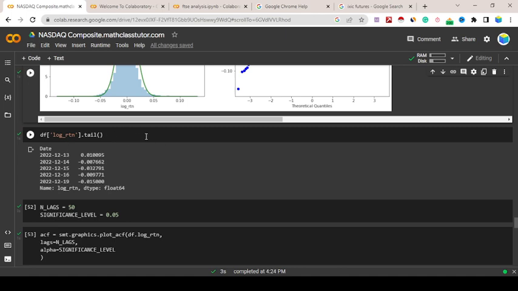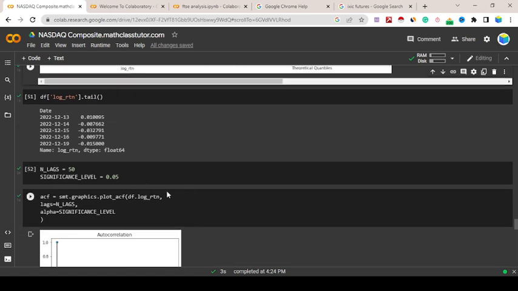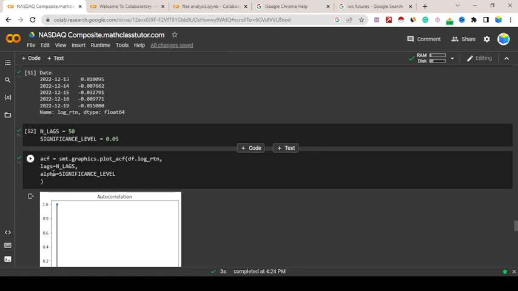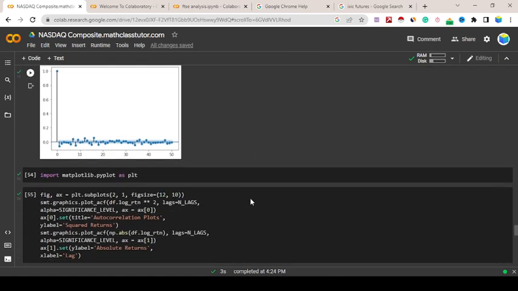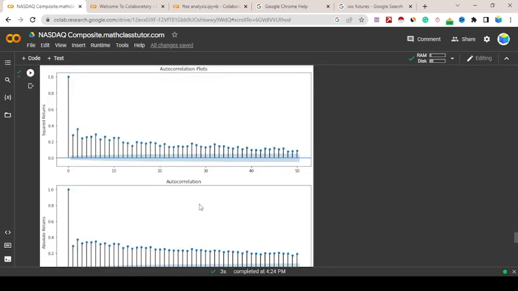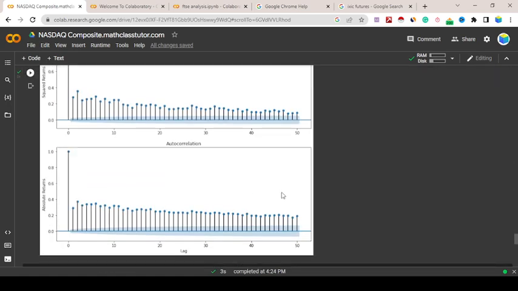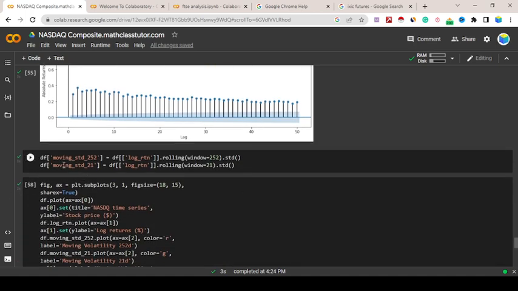So df log return we have gotten here, and now I am taking n equal to 50 with a significance level. We want to check a significance level of 5%. So sm.graphics.tsa.plot_acf. I have written that the autocorrelation is negative, and similarly I am going to compare both of them, the absolute return and the squared return. So we can see autocorrelation plots here, and df the moving standard deviation of 252 days looks like this, and df of 21 days.